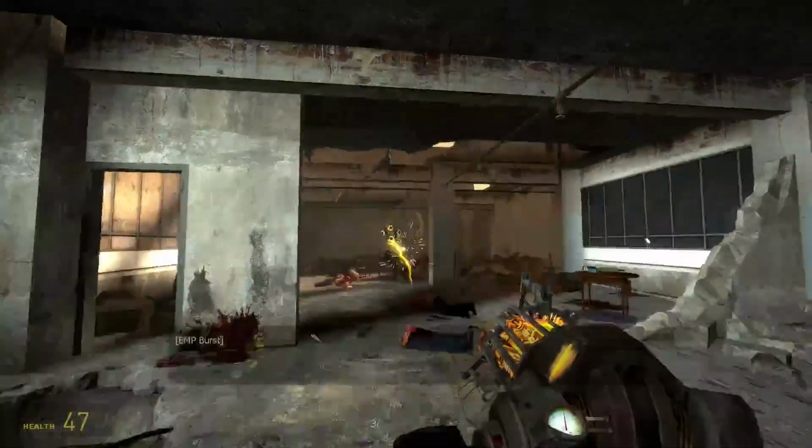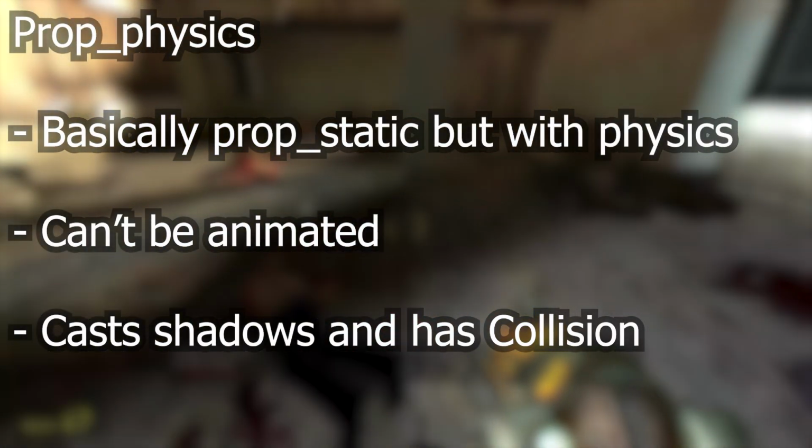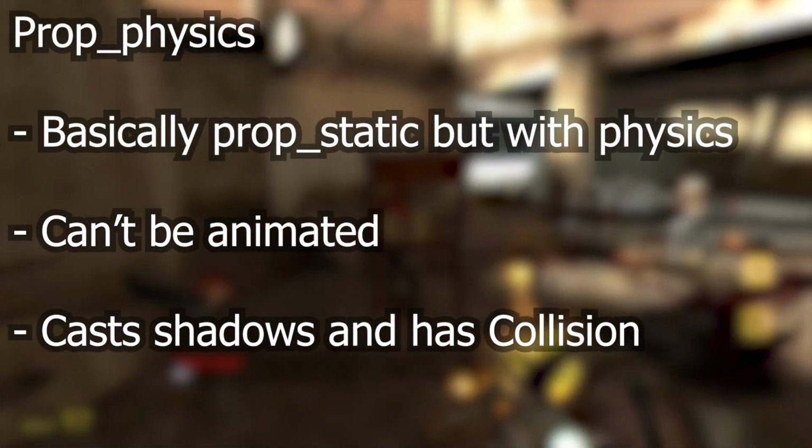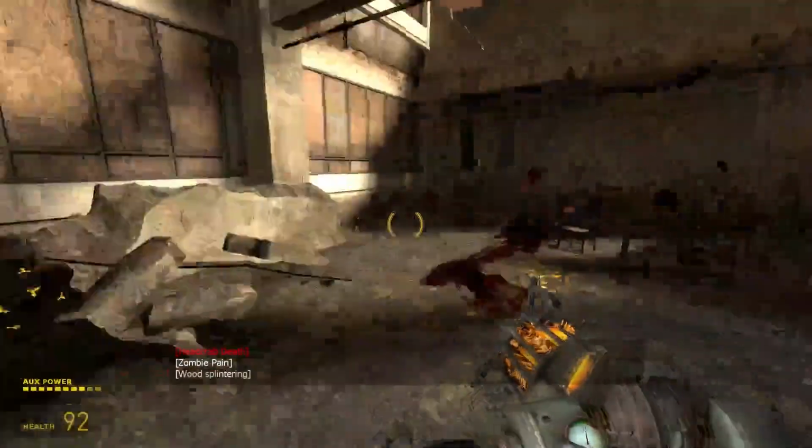Finally, let's talk about dynamic props. These are props that not only cast dynamic shadows, but are animated as well. It's also usually used for stuff like robotic arms, machinery, or models in cutscenes. That's really the simplest way I can explain it.